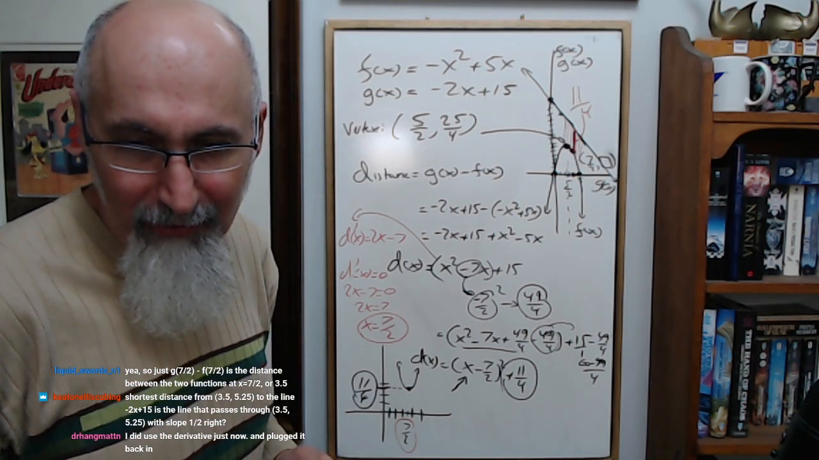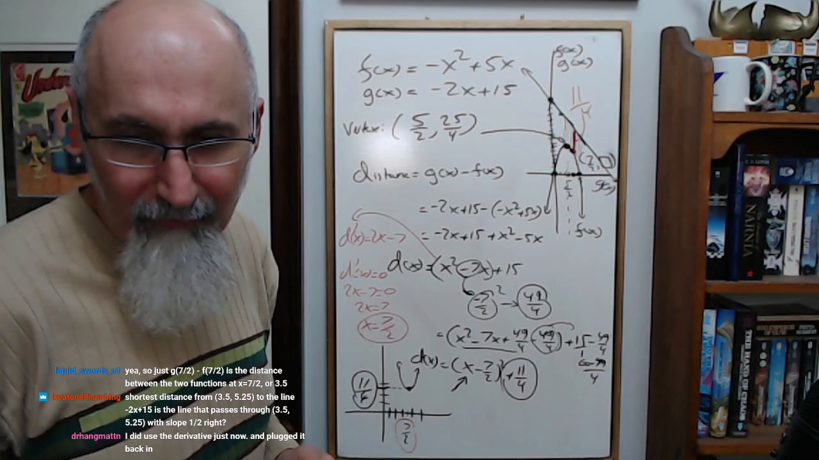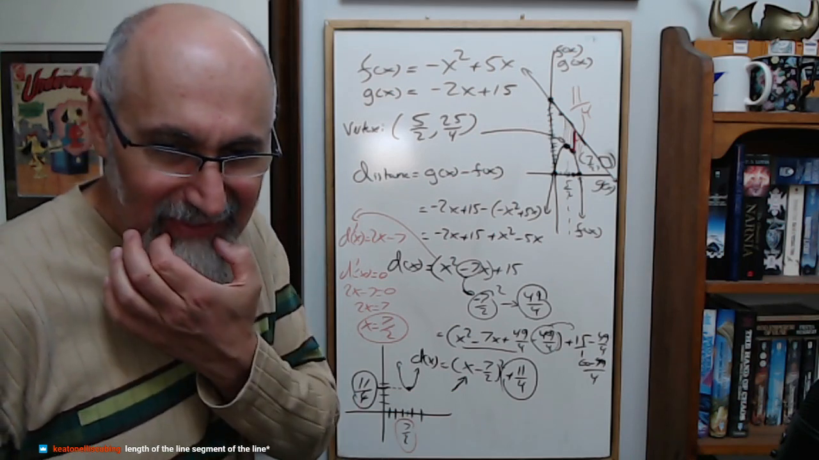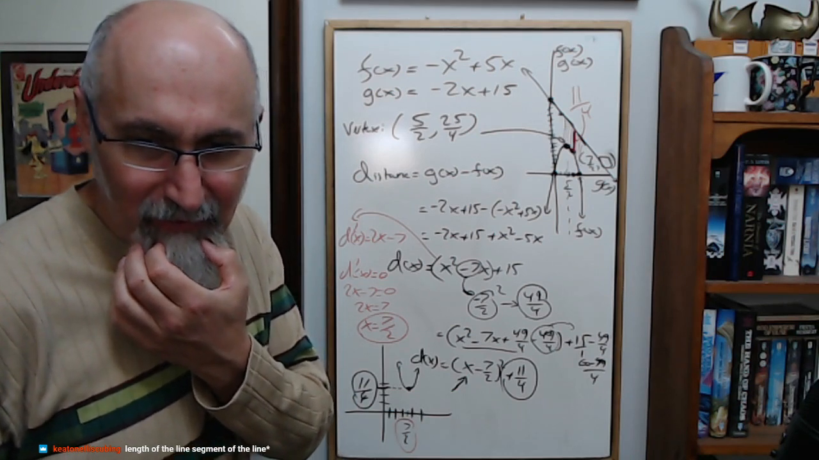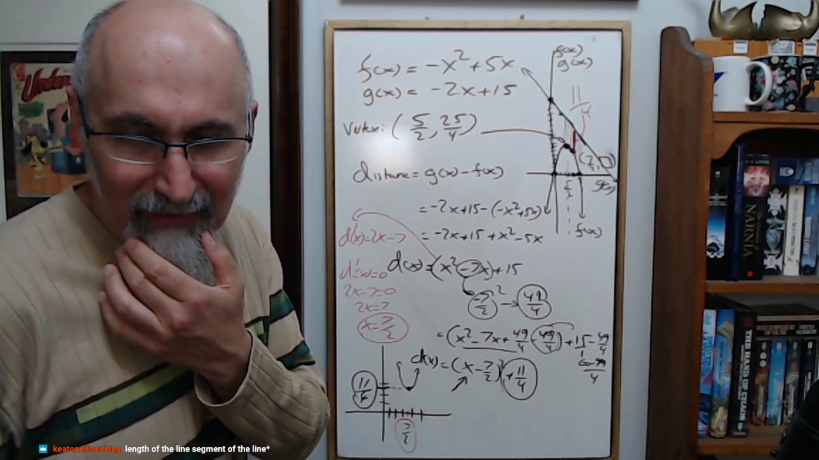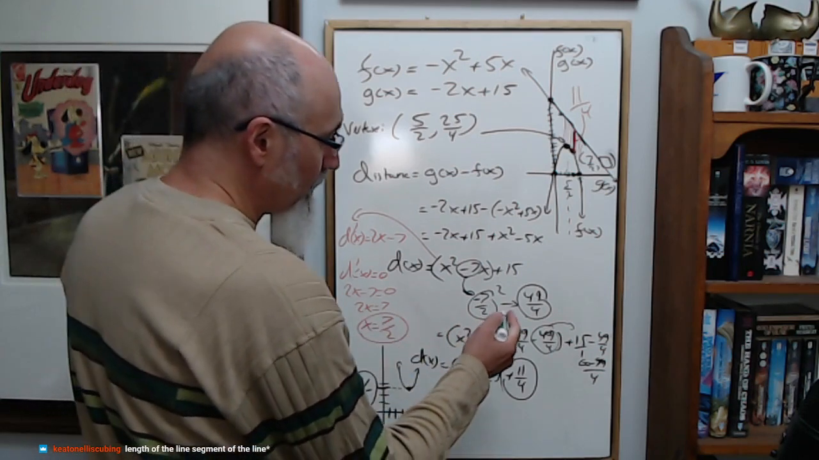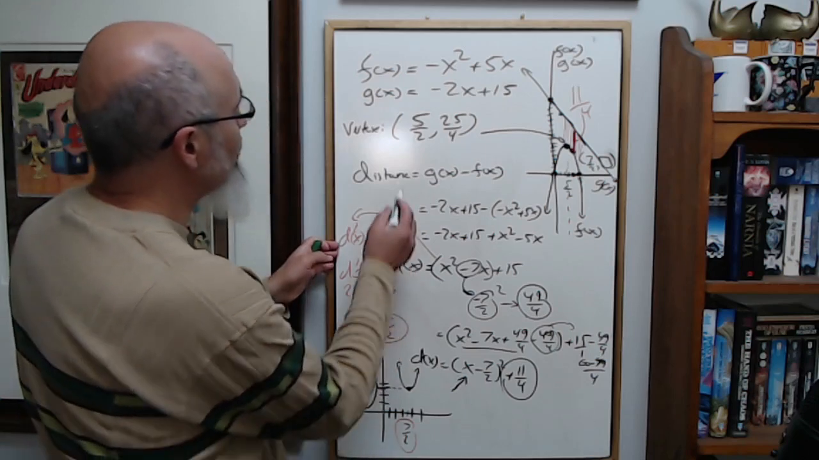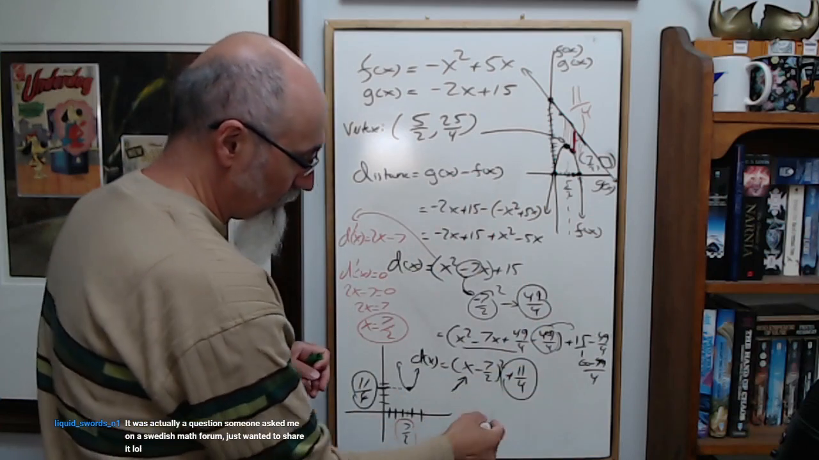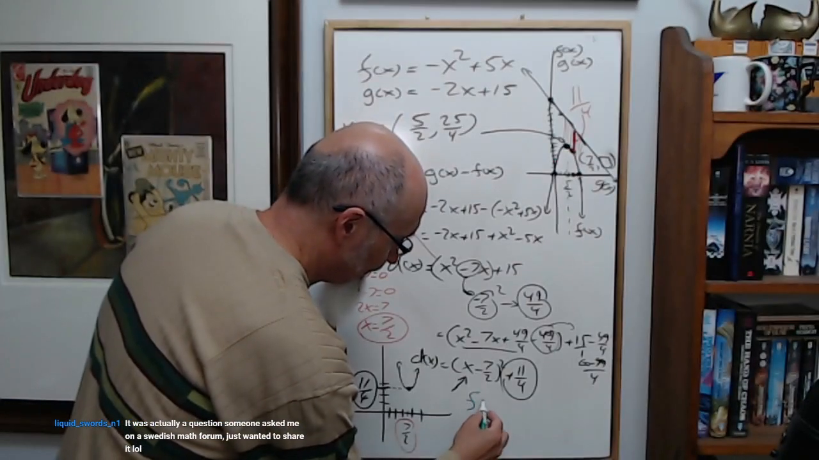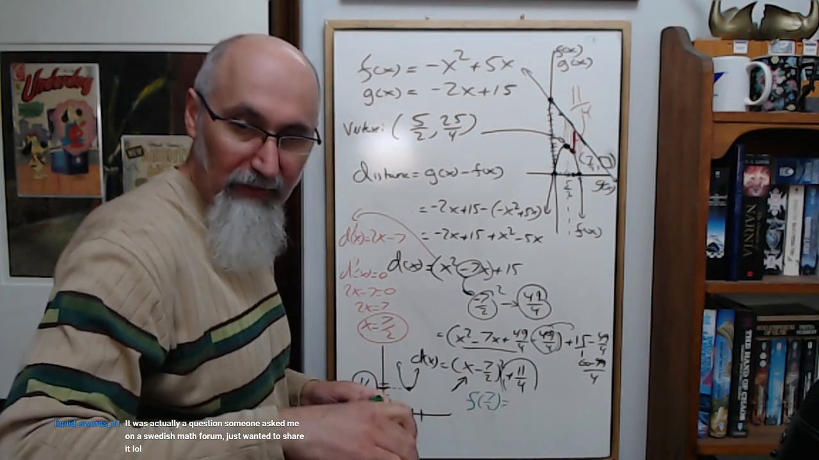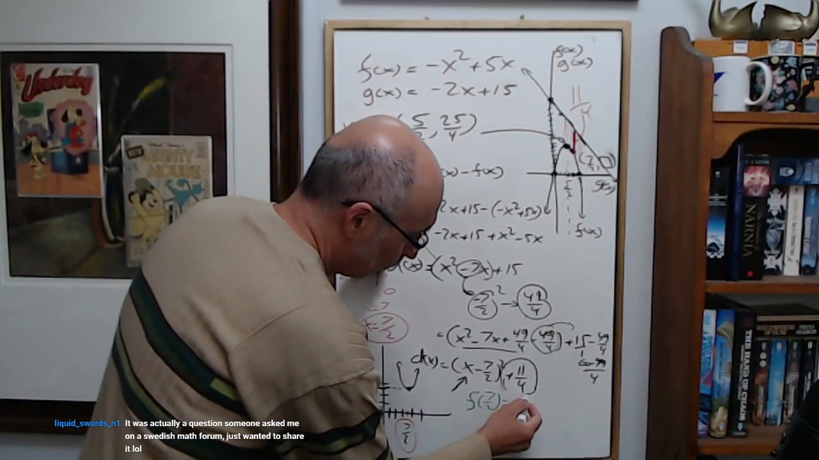Slope a half, right? Shortest distance between 3.5, 5.25 to the line is the line that passes through it. I did use the derivative just now and plug it back in. Length of the line segment. So basically what you would do is plug in 7/2 for x here. So let's do this here. So find f of 7/2, let me erase that here, let's complete this again.